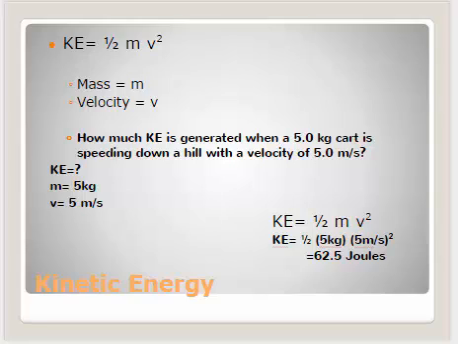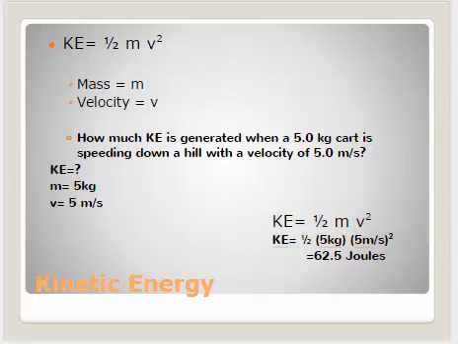It reads, how much kinetic energy is generated when a 5 kilogram cart is speeding down a hill with a velocity of 5 meters per second? We don't know our KE, but we do know m is 5 kilograms and v is 5 meters per second. Now write out your equation. KE equals 1/2 mv squared. Now we'll substitute in everything we know. m is 5 kilograms and v is 5 meters per second, and we're going to quantity that and square it.